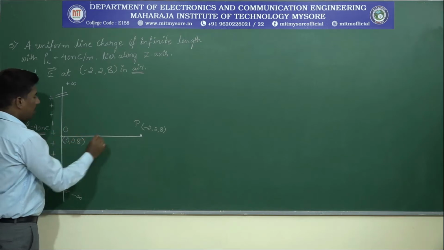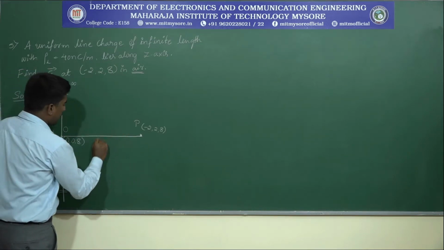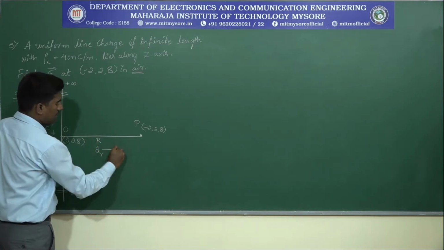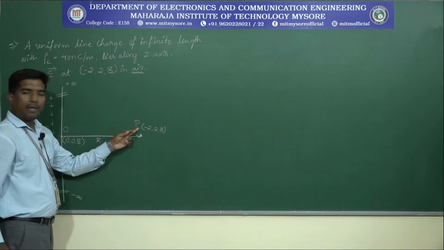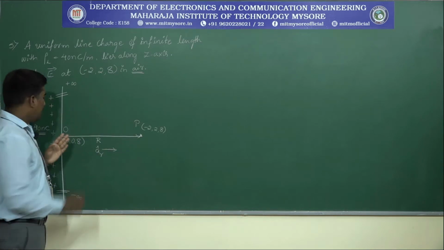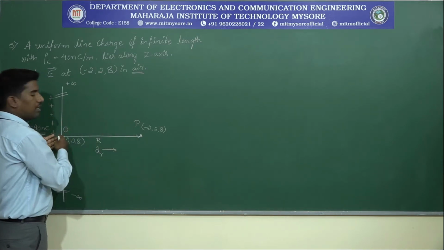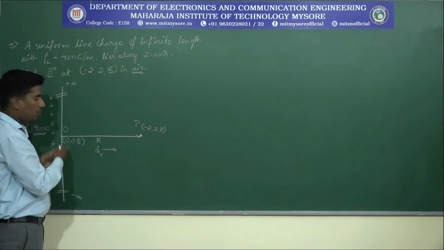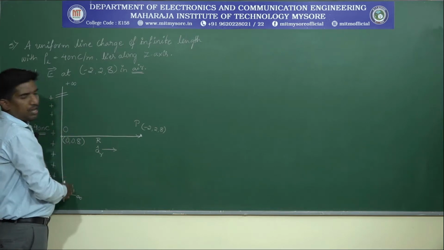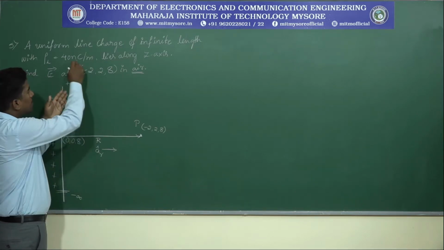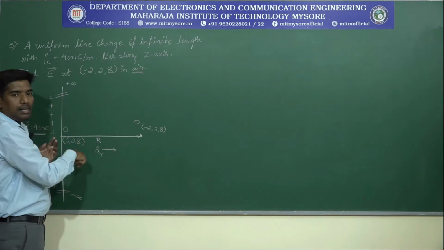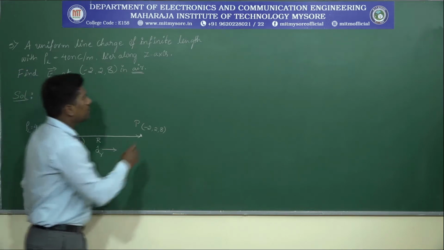Now, the distance between these two points is considered as r. The vector acting along the line OP towards the point P is the direction of the unit vector. OP is the perpendicular line drawn to the infinite line charge. This is the problem statement given, and based on it we have written this diagrammatical representation. Let us solve this problem.